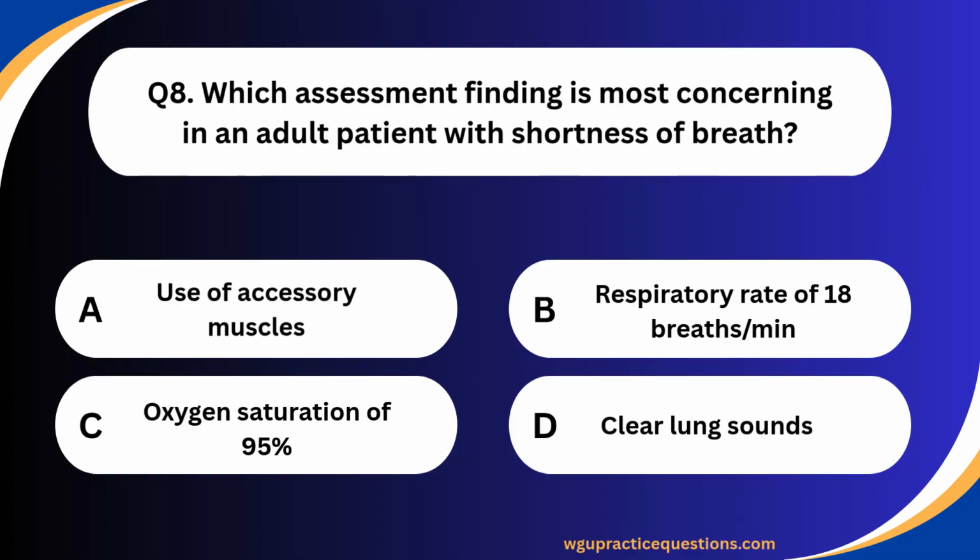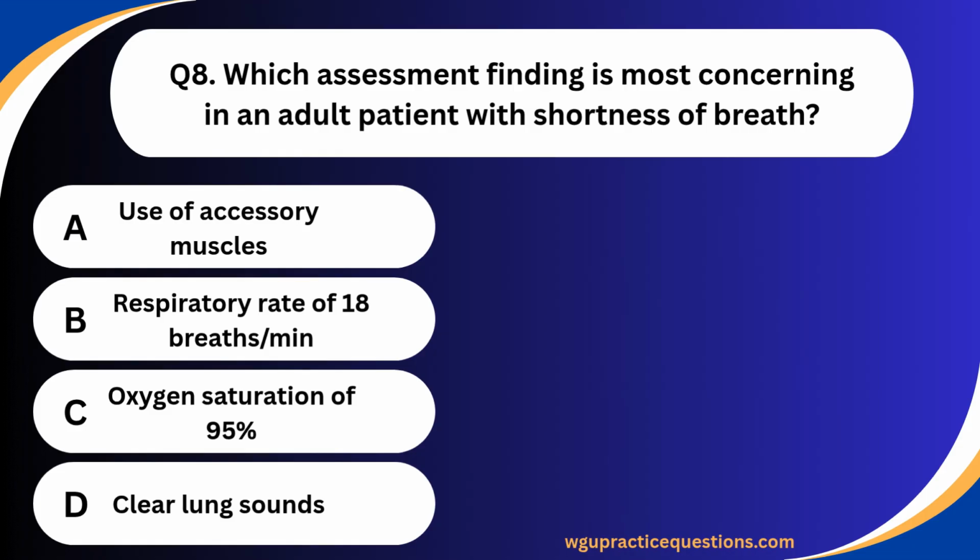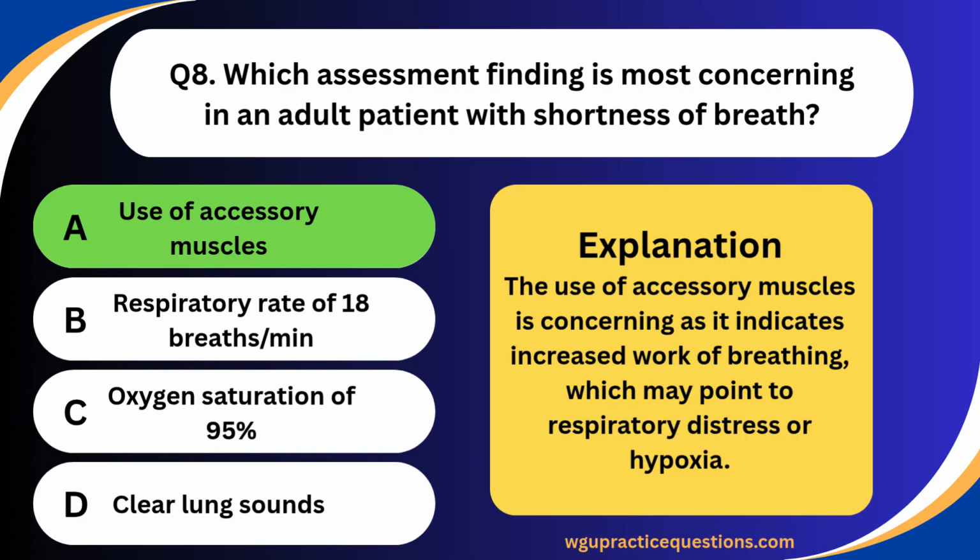Question 8. Which assessment finding is most concerning in an adult patient with shortness of breath? A. Use of accessory muscles. B. Respiratory rate of 18 breaths per minute. C. Oxygen saturation of 95%. D. Clear lung sounds. Which one is the correct answer? The correct answer is A. Use of accessory muscles. Explanation. The use of accessory muscles is concerning, as it indicates increased work of breathing, which may point to respiratory distress or hypoxia.